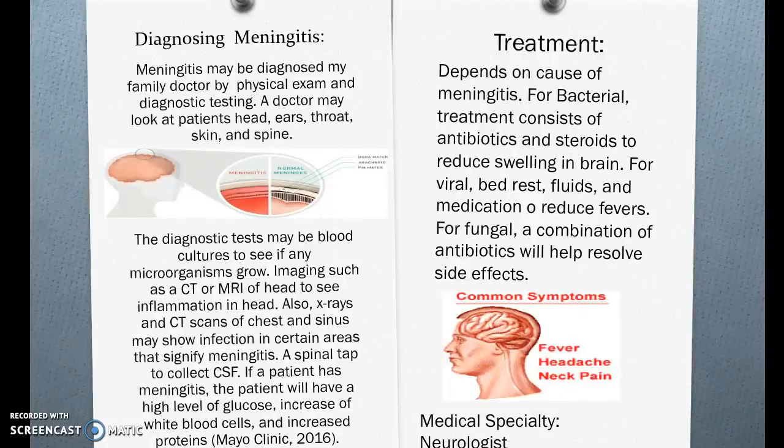If a patient has meningitis, the patient will have a high level of glucose, an increase of white blood cells, and increased proteins. Treatment depends on the cause of meningitis. For bacterial, treatment consists of antibiotics and steroids to reduce swelling in the brain. For viral, the patient will need bed rest, fluids, and medication to reduce fevers. For fungal, a combination of antibiotics will help resolve side effects. A medical specialty that will help diagnose and treat meningitis is a neurologist.